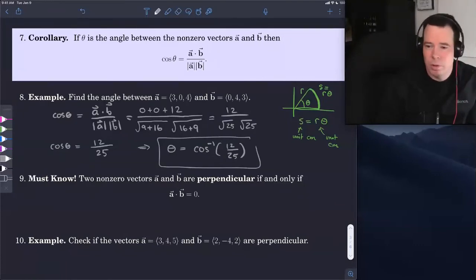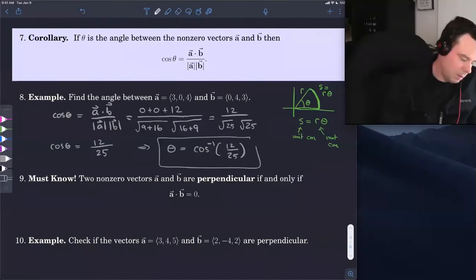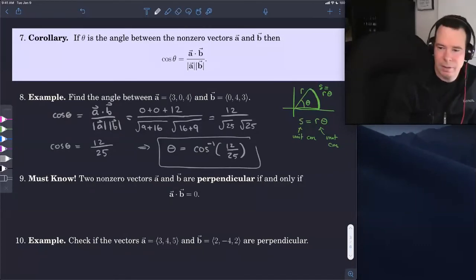Another nice property about the dot product that comes out of this is that if two non-zero vectors are perpendicular, that means the angle between them is 90 degrees, or pi/2 radians, and the cosine of that angle would be 0. So if they're perpendicular, the cosine of the angle between them is 0. In other words, the dot product would have to be 0. And conversely, if the dot product is 0, then the cosine of the angle between them is 0. In other words, the angle had to be 90 degrees, or pi/2. So that's a nice result: the dot product allows us to very quickly determine whether two vectors are perpendicular to each other or not.